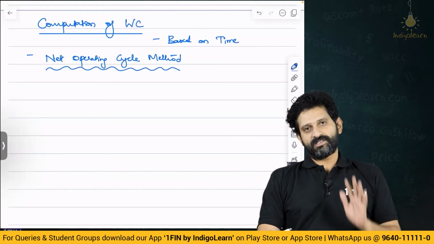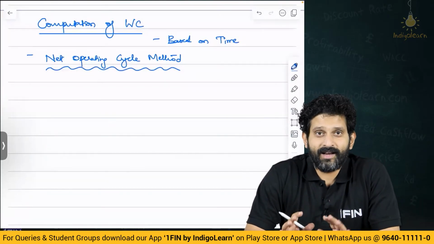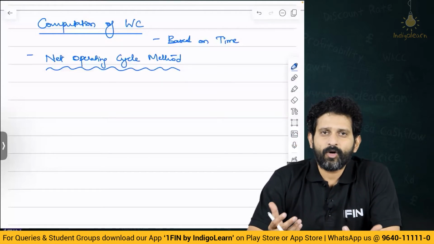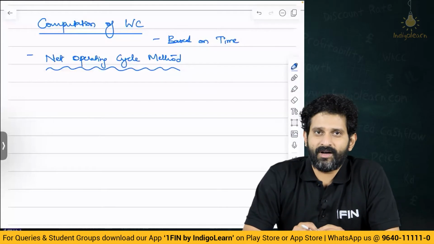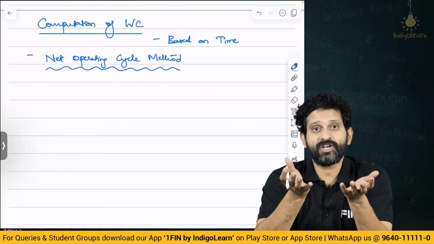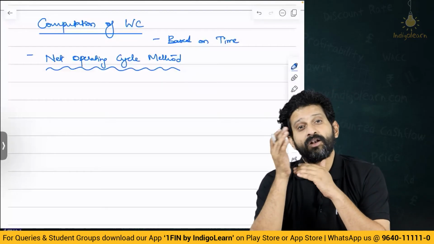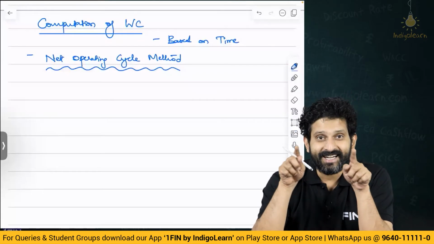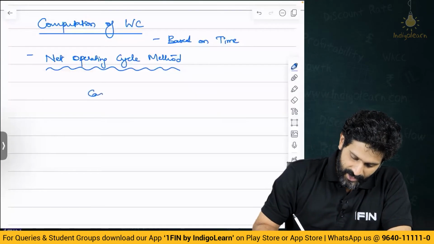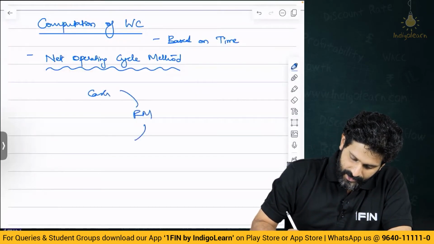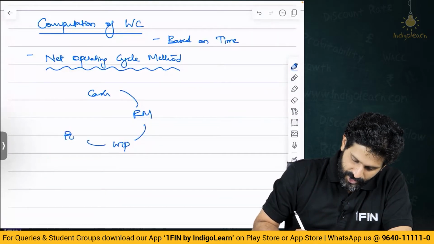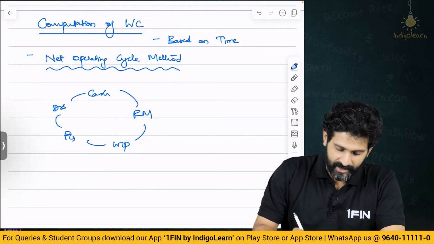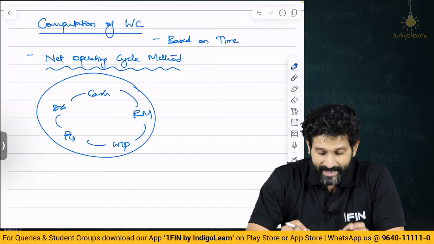Now, what is this net operating cycle? If we know what is operating cycle, we will understand what is net operating cycle. What is operating cycle? As per the name, it is the cycle for the number of days for which the operations are done. What cycle are we talking about? If you remember, I was talking about the time taken for cash to get converted into raw material, work in progress, finished goods, then debtors, and then back into cash. This entire cycle is called an operating cycle.